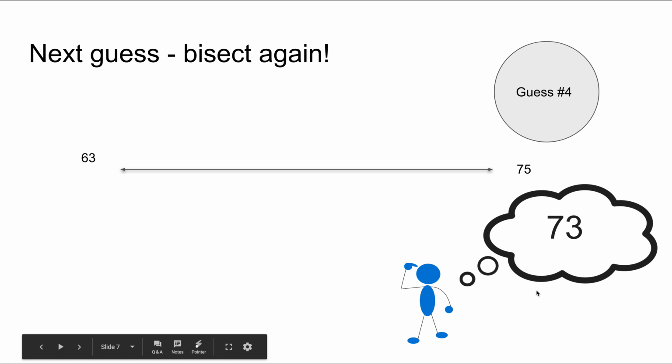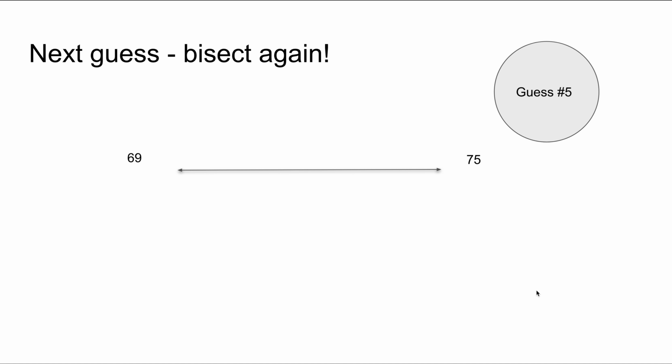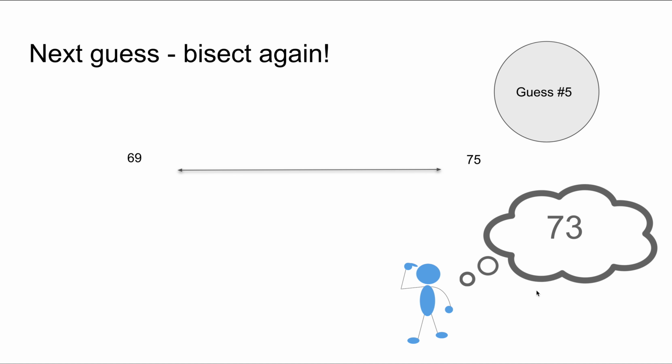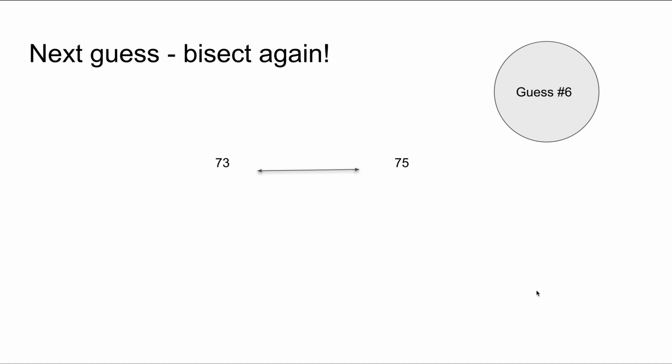And with them thinking 73, you are guessing 69. You are really close. And of course, they're going to tell you that it's too low. But now you're going to get rid of all the numbers below 69. And you now know it's between 69 and 75. Those are only 6 digits apart. Halfway through it is 72. And now you're going to get the feedback too low. Guess number 5. And already we've eliminated enough to know that it's a number between 73 and 75.